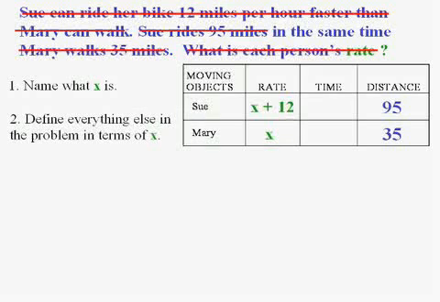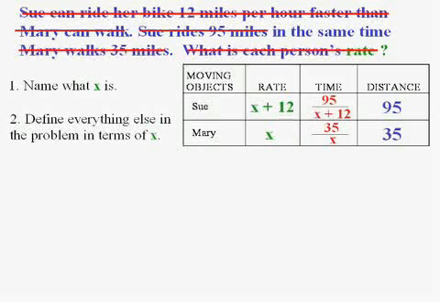Now we filled in 4 of the 6 boxes. We fill in the other boxes with the appropriate formula for time. Time equals distance divided by rate. So 95 over x plus 12. And Mary's time will be 35 over x.